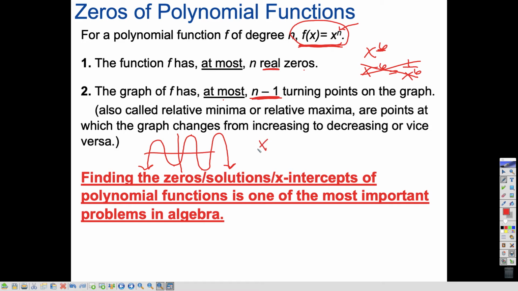This is x to the 6. So at most, I can have 5 turning points. I can have 4, I can have 1, I can have 5, but I can't have 0, because then that's a linear equation. So if the 6 was turned into a 10, then I could have 9, 8, 7, 6, 5, 4, 3.